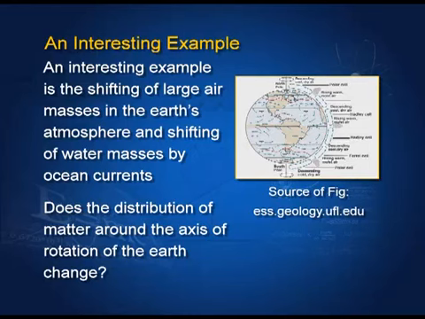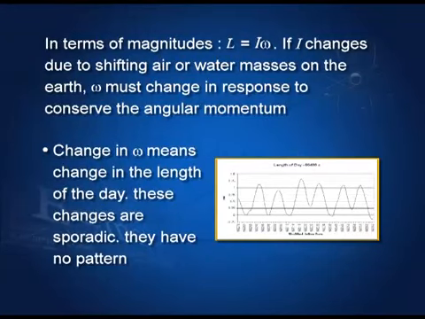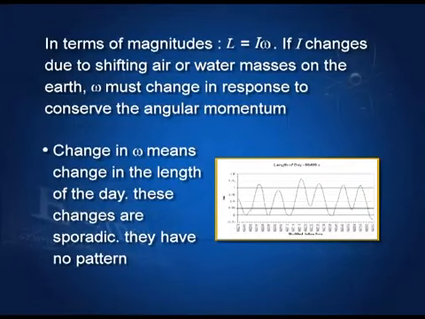If the moment of inertia changes, and the earth being an isolated body, its angular momentum must be conserved. Therefore, what happens? Omega must change, and if omega changes, that is the angular velocity of the earth around its axis changes, then the length of the day will change. And I have shown you here the length of the day on certain days, and you can see the amplitude. The amplitude is measured in milliseconds.